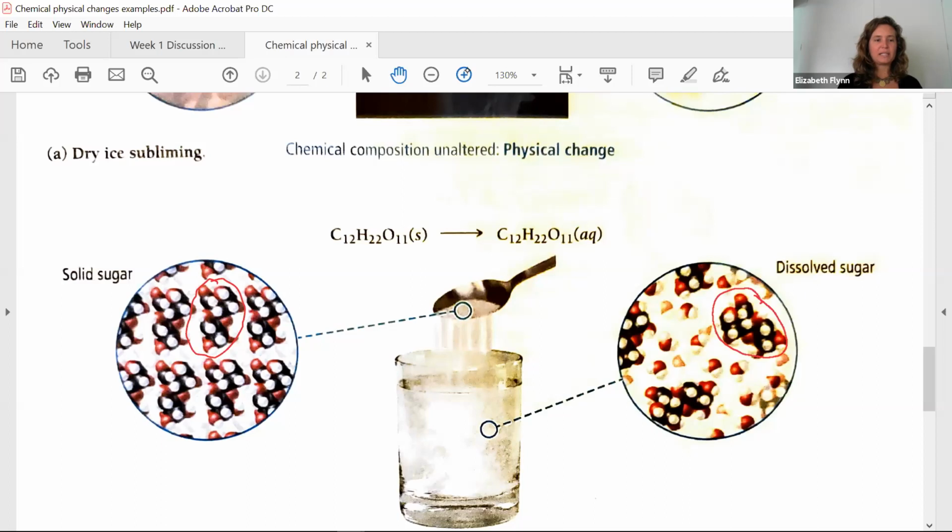Cool, I'm seeing most people are saying physical. That's correct. So sugar dissolving in water does not change the composition of the sugar molecules, right? It just changes how they're associated with each other. Before they were solid, associated with the other sugar molecules, but when they dissolve in water, now they're more surrounded and associated with the water molecules. But the sugar molecules don't change.